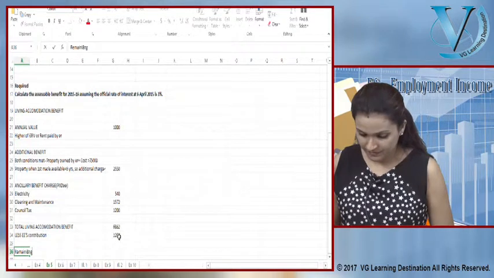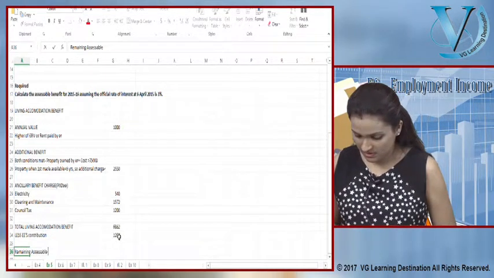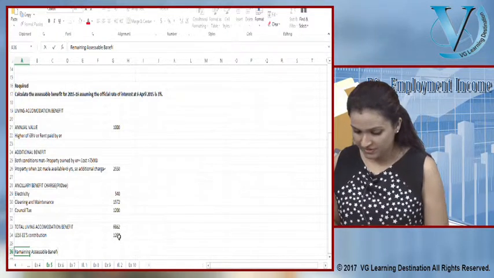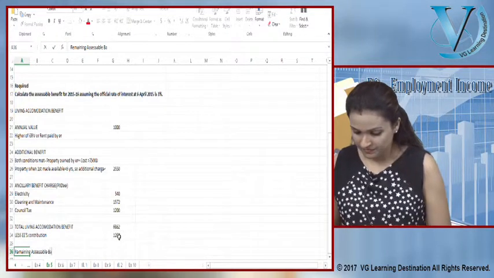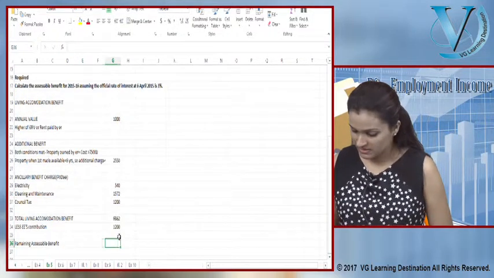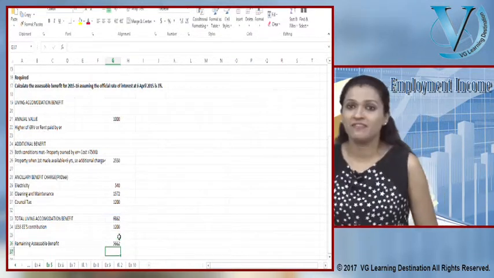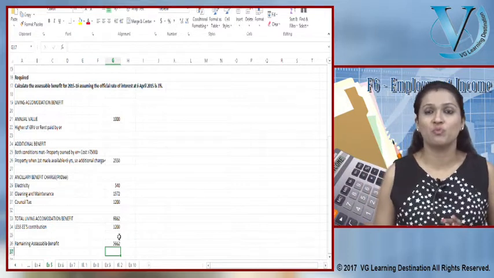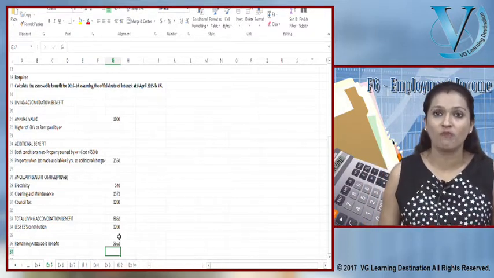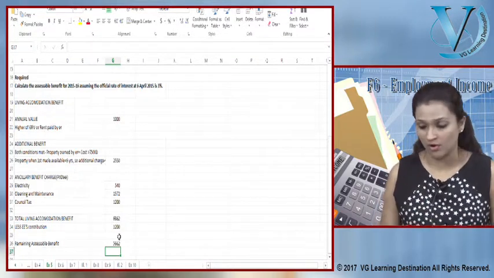Remaining assessable benefit comes out to be 6,862 minus 1,200. £5,662 is the amount of benefit that Neil will be assessable upon.